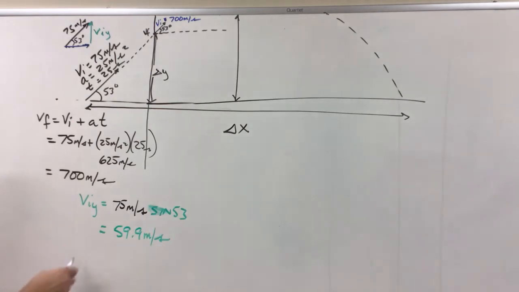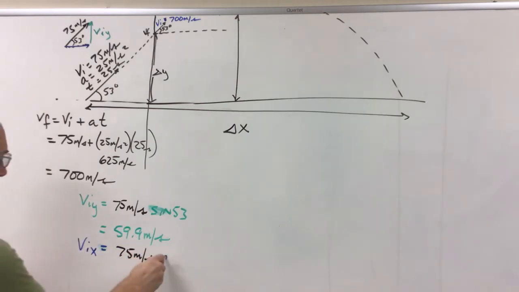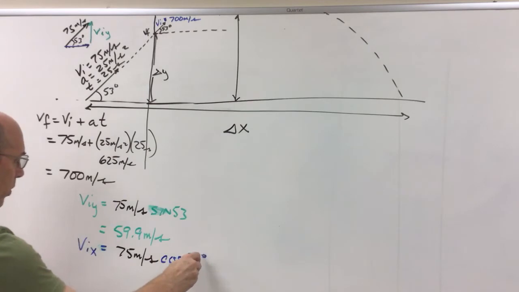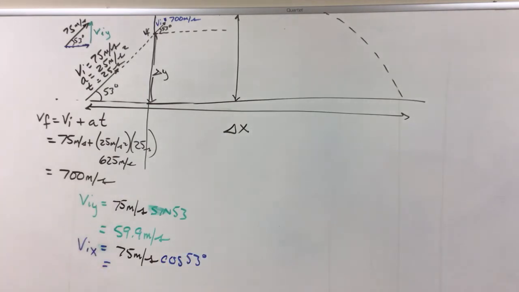While I'm at it, I'm going to find the initial velocity in the x. And that's going to be the cosine function this time. So 75 meters per second times the cosine of 53 degrees, and that's going to give me 45.1.